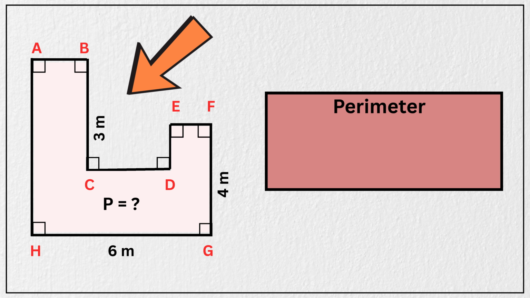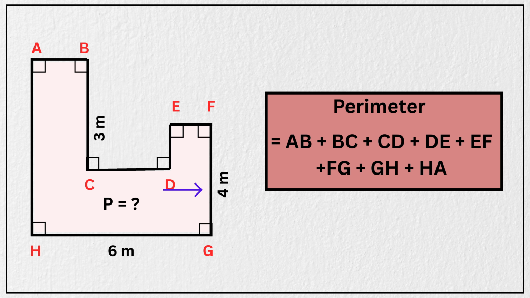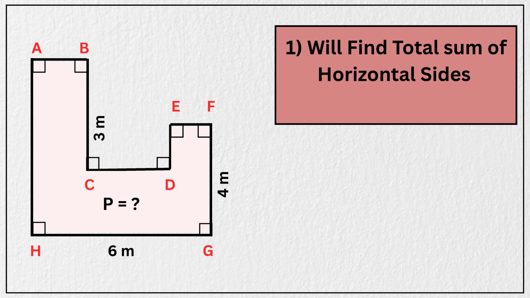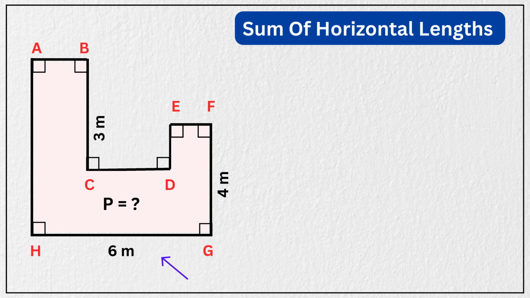So the perimeter of this figure will be AB plus BC plus CD plus DE plus EF plus FG plus GH plus HA. First, we'll focus on the horizontal sides, that is AB, CD, EF, and GH. Then we'll look at the vertical ones, which is BC, DE, FG, and HA. One horizontal side, that is GH, is clearly labeled as 6 meters.